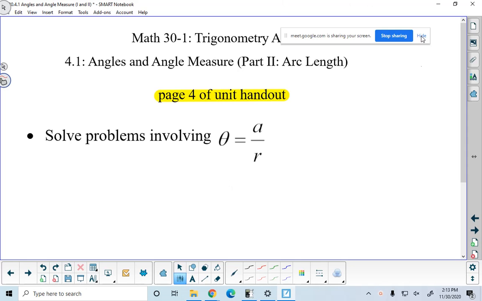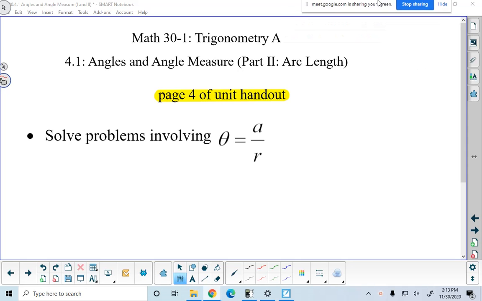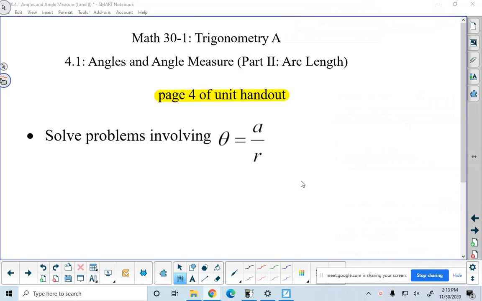Okay, here we go. We're looking at part 2 of textbook section 4.1, where we're going to study something called arc length. And basically we're going to be solving problems using a formula. The formula is theta equals A over R, and this formula can be found on your formula sheet that you would get for any exams, including the diploma exam, if you so choose to write it.